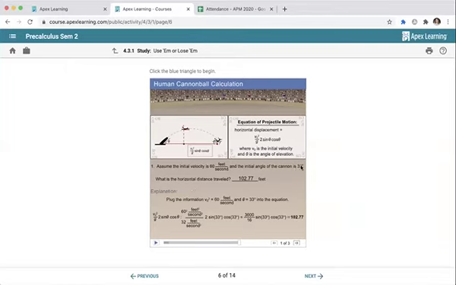Our initial angle is 33 degrees, so we're going to have sine and cosine of that angle. And lastly here is this gravitational constant. We worked with it in the earlier lessons, but if you write it down, it'll be super helpful. The gravitational constant is 32 feet per second squared.